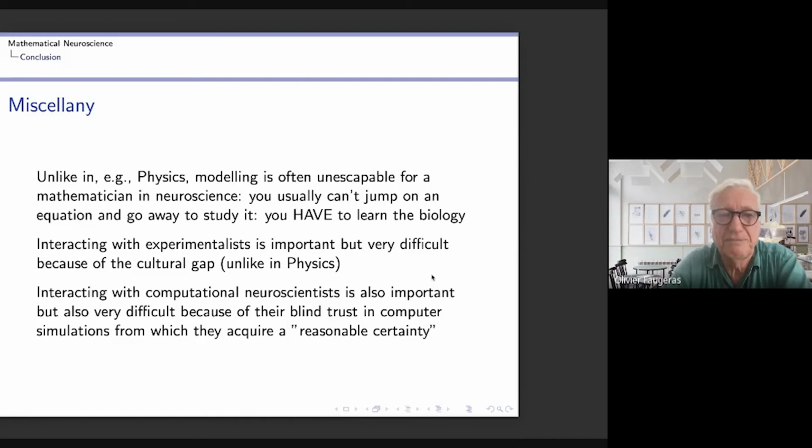Now, what about computational neuroscientists? The border is sometimes hard to draw, but they do not prove theorems. That's the hard border. Computational neuroscientists are important; it's important to talk to them. And again, I sometimes find it a little difficult because they blindly trust computer simulations. From these simulations, when they acquire this reasonable certainty that Popper would dismiss, then they're happy. But for mathematicians, it's not sufficient, and we have to go further and try to prove things in detail.